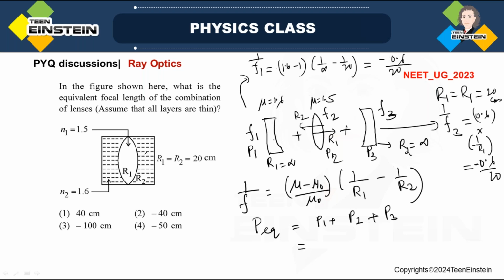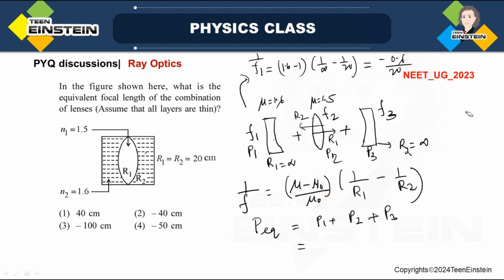I think I am doing a lot of calculation in very little space. But what I'm trying to make you understand is that both of these two will have the same power, 1 over focal length, with the same sign, negative sign. I have got the same thing here.